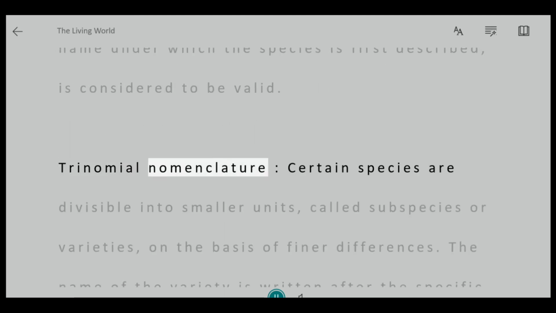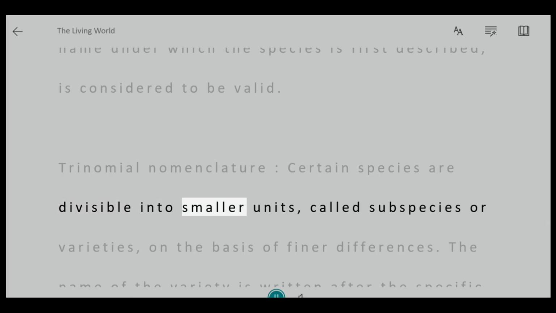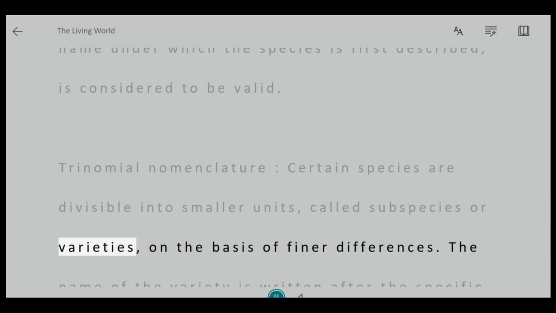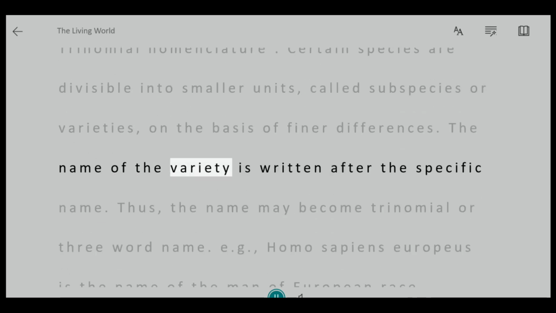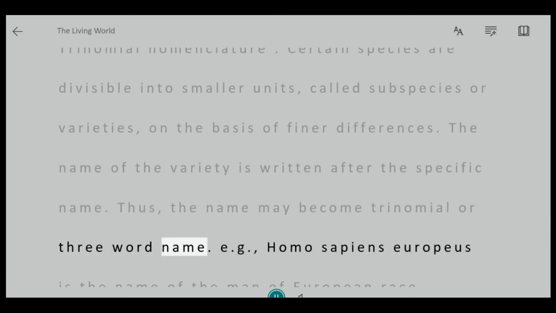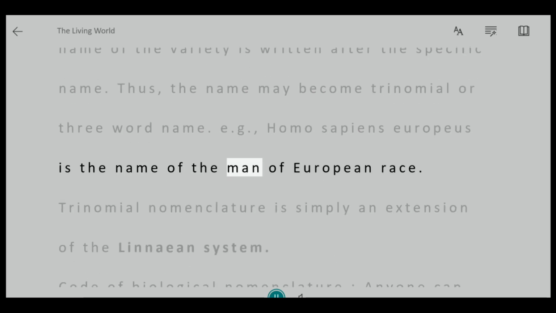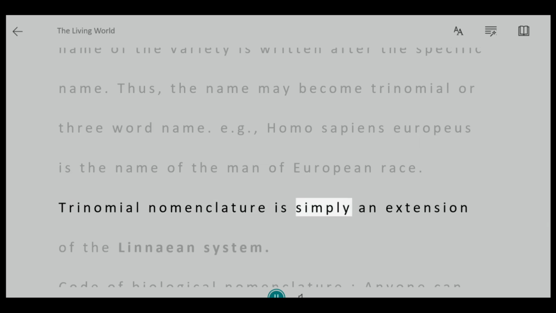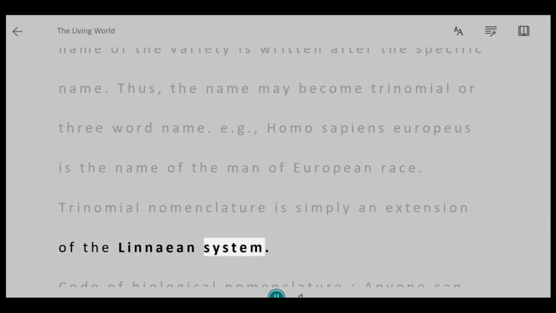Trinomial nomenclature. Certain species are divisible into smaller units, called subspecies or varieties, on the basis of finer differences. The name of the variety is written after the specific name. Thus, the name may become trinomial or three-word name. Example, Homo sapiens europaeus is the name of the man of European race. Trinomial nomenclature is simply an extension of the Linnaean system.